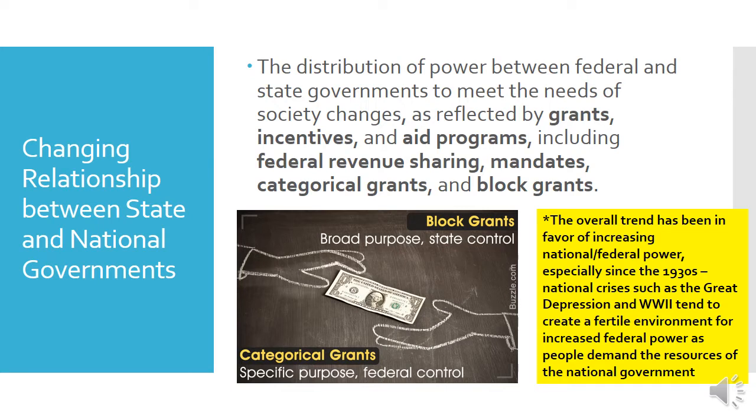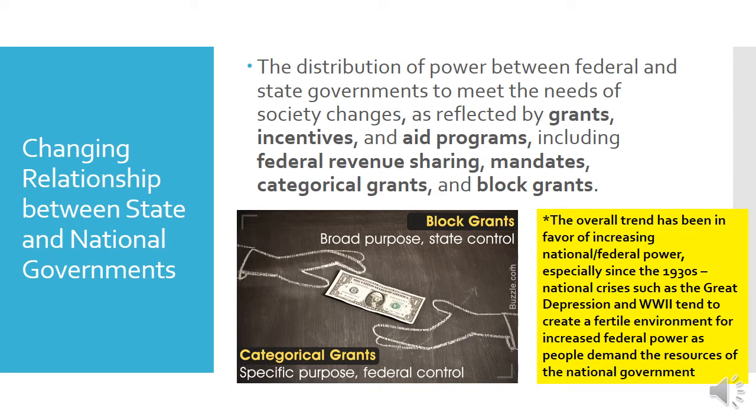Overall, throughout our history, if you go between 1789 and today, the overall trend has certainly been in favor of increasing federal power, particularly since the early 20th century, especially since like the 1930s. We started to have national crises like the Great Depression in the 1930s, followed immediately thereafter by World War II.